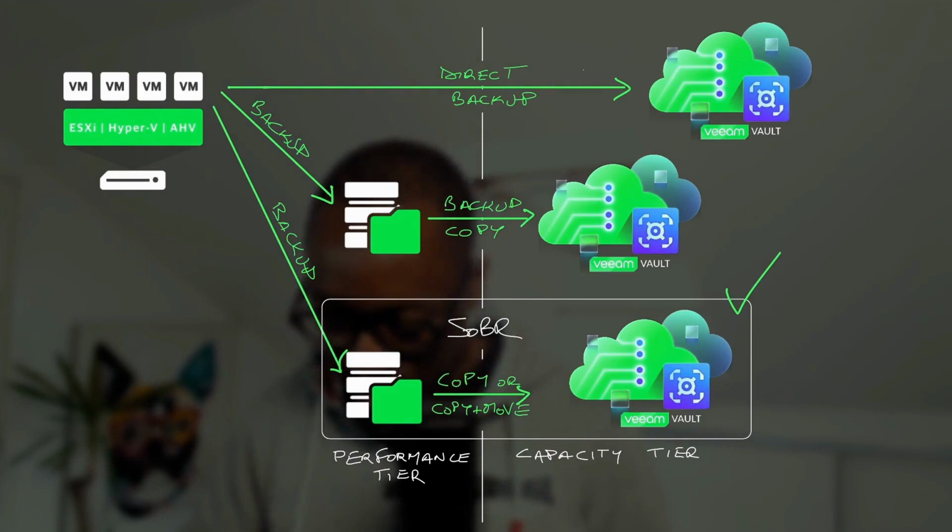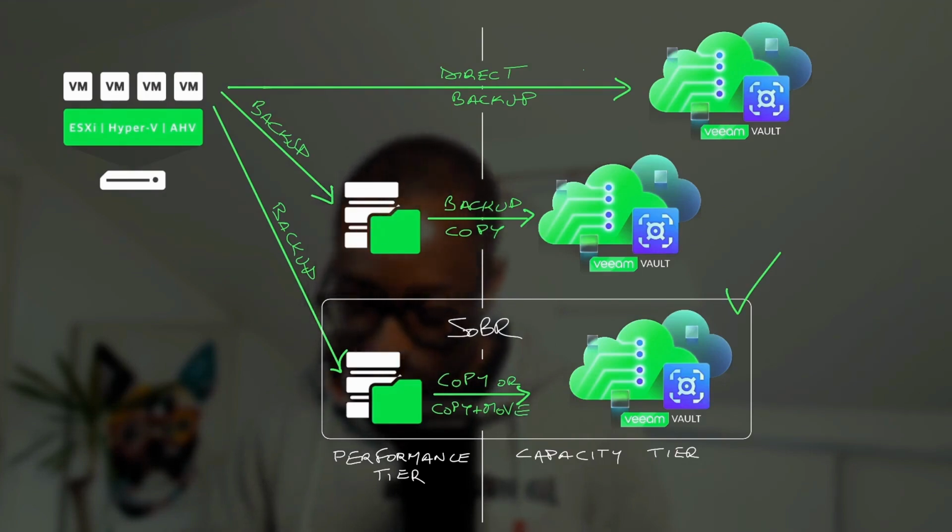Another option is to create a backup. So you have a first backup here, locally on the main site, on disk, for example, and then perform what is called a backup copy to the Veeam Vault. The backup copy is another job that can be created in addition to the backup in Veeam Backup and Replication to obtain this secondary copy.